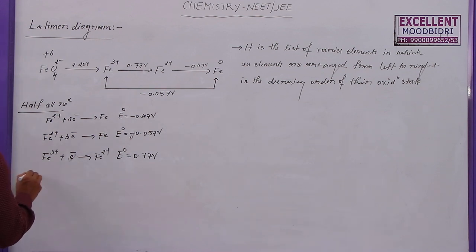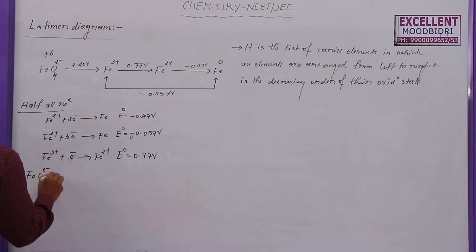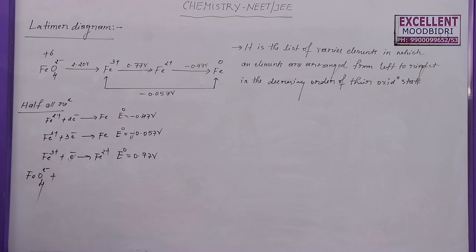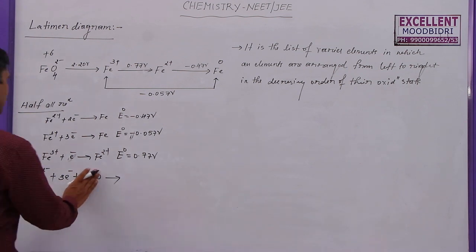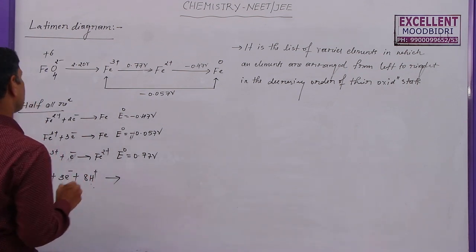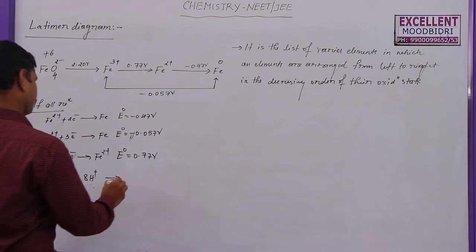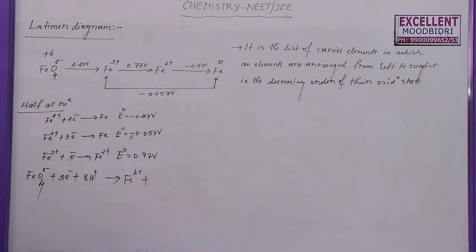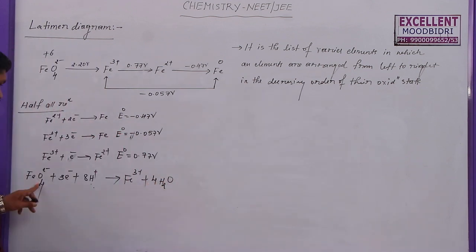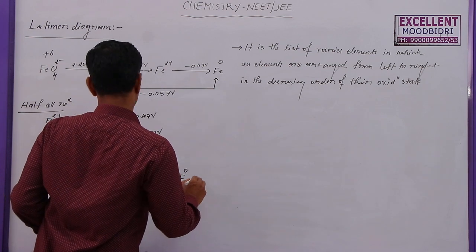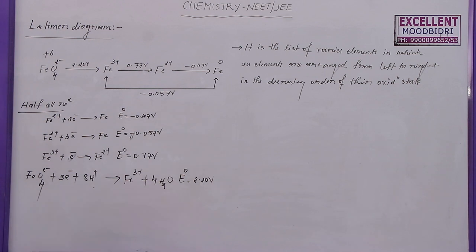Next one, this reaction, FeO4 2 minus changes to Fe3 plus. So the electrode reaction: FeO4 2 minus plus 3 electrons plus 8H plus gives Fe3 plus plus 4H2O. You have to balance the equation here, 4H2O because of the oxygen. The E naught value here is 2.20 volt. So this is the half cell reaction for this equation.